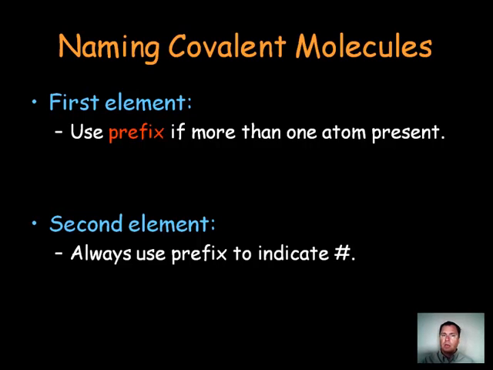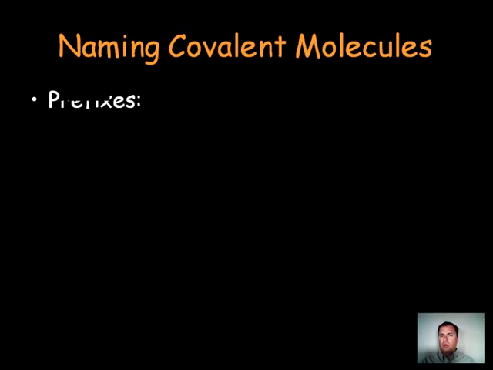Okay, real simple. Carbon dioxide, that tells me it's one carbon, two oxygens. Okay, carbon monoxide, one carbon, one oxygen. Okay, and then you put an IDE on its end. Okay, carbon dioxide, carbon monoxide. Real simple. But you do need to know the prefixes.